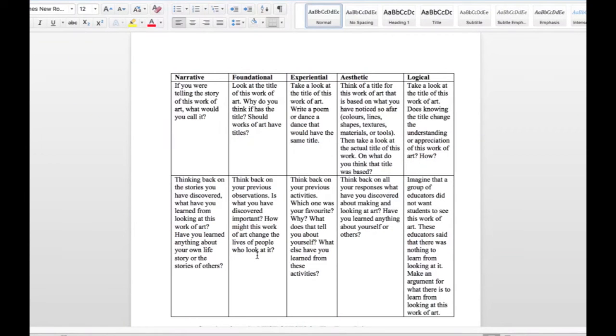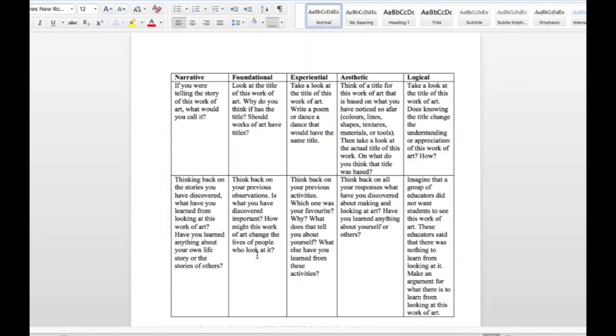Why do you think it has this title? Should it have titles? Should artworks have titles? So this is again the philosophical idea. Should they all be thought of as untitled, in short? And we see so much of this, of course, in works of art.